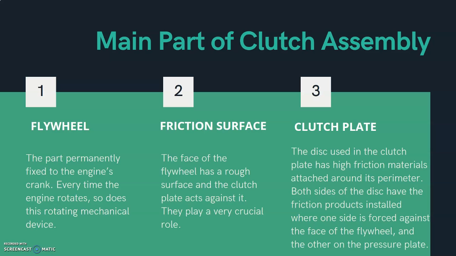Next is the clutch plate. The disc used in the clutch plate has high friction materials attached around its perimeter. Both sides of the disc have the friction products installed, where one side is forced against the face of the flywheel and the other side against the pressure plate. These friction products are an integral part of the clutch system, and hence clutch friction product suppliers design them very meticulously so that they are flawless.